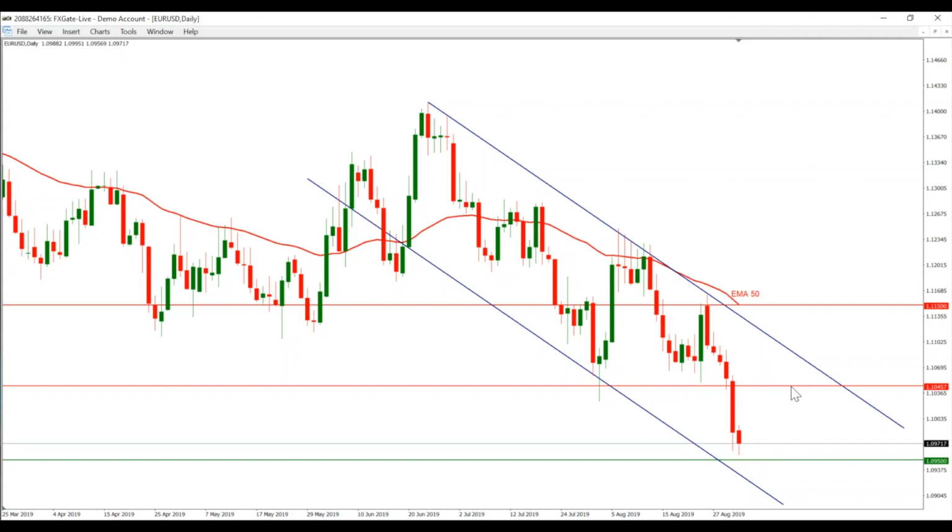Now this point has turned into resistance, so in case of a rebound in the price, the first resistance will be located at 1.1045, then the second resistance will be located at 1.1150, which is actually located near the exponential moving average 50.